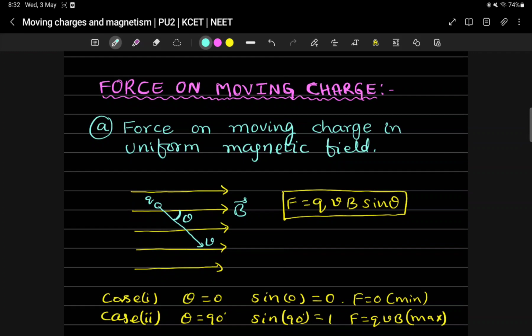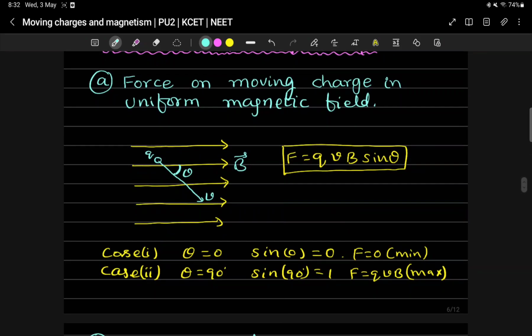Force on a moving charge. See, if the charge moves inside an electric field, it experiences force. Okay, what if the charge moves inside a magnetic field? Then also it experiences force. But there are some cases here. If you place a charge in an electric field, whether it is moving or not, it experiences force. But in the case of a magnetic field, it is not like that. It should move at a particular angle. So the magnetic field is in this direction, the charge is moving in this direction, then it experiences force. In other cases, it may not experience force, or it may experience minimum force.